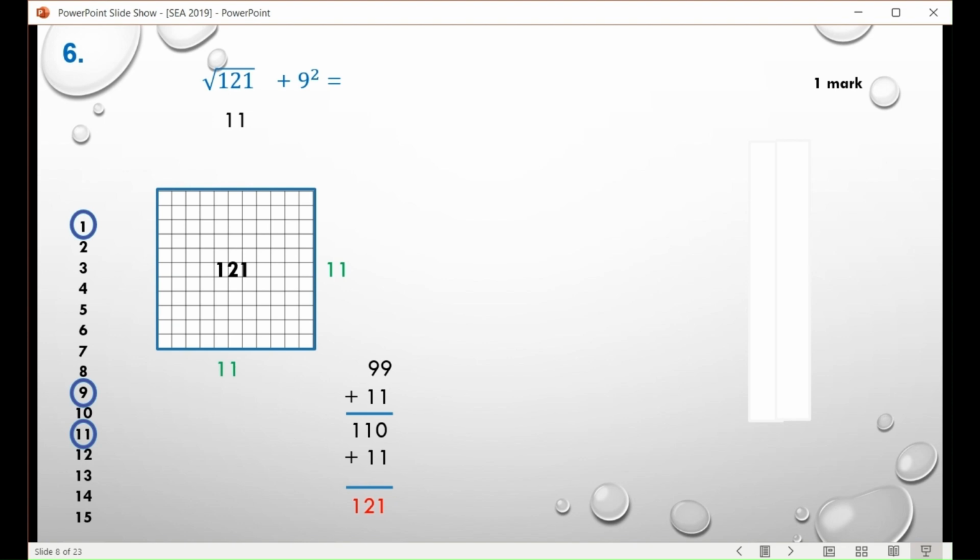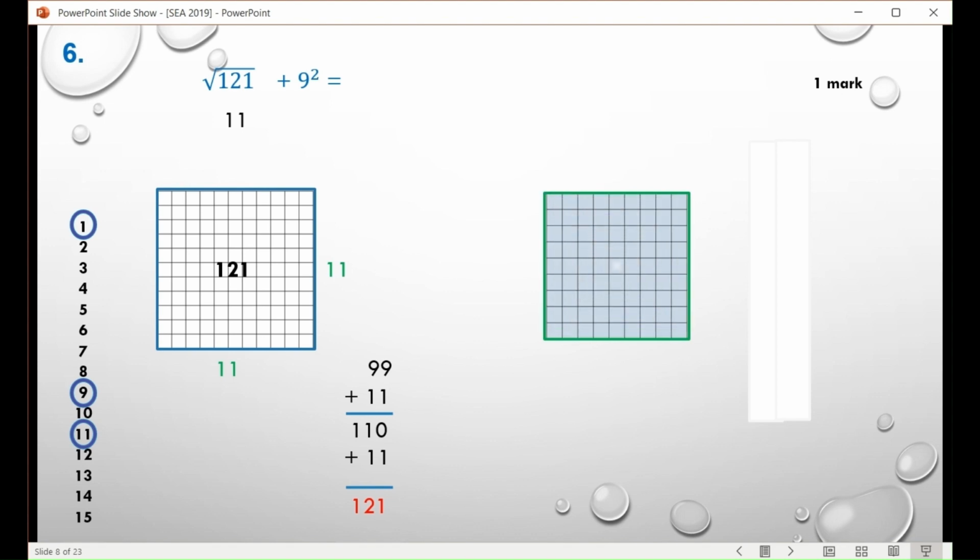And then we can do something similar for 9 squared. 9 squared, we're using the word square, so let's bring up another square. We want to find out what 9 squared is. That means we can imagine we have 9 rows of 9. So 9 little squares make up a row, and we have 9 rows of 9.